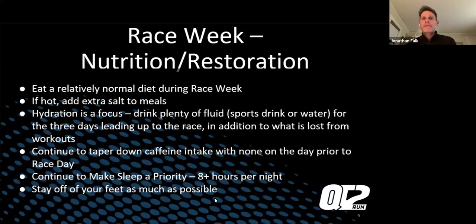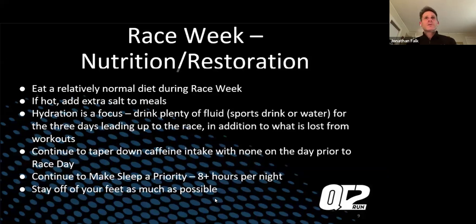Next slide, please. Leading up to race week, eat a relatively low-fiber diet. You don't want to be trying anything new. If this is your first rodeo, so to speak, you probably have a good sense of what works for you leading up to it. But don't try anything new.